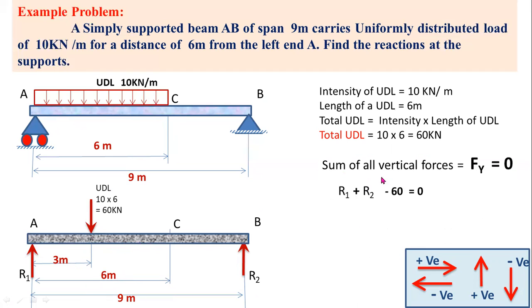Now we have to consider vertical forces, sum of all vertical forces Fy equal to 0. Here there are 3 vertical forces: R1, R2 and total UDL. For upward action you have to consider positive sign, for downward action negative sign. Plus R1 plus R2 minus 60 equal to 0. This is equation number 1: R1 plus R2 equals 60 kilonewtons. Here there are 2 unknowns. For solving these 2 unknowns, we need another equation.